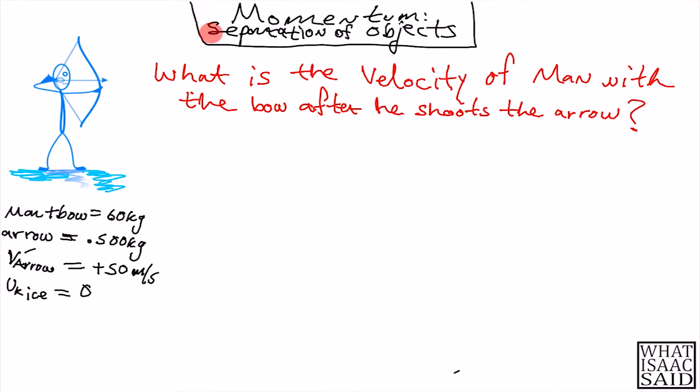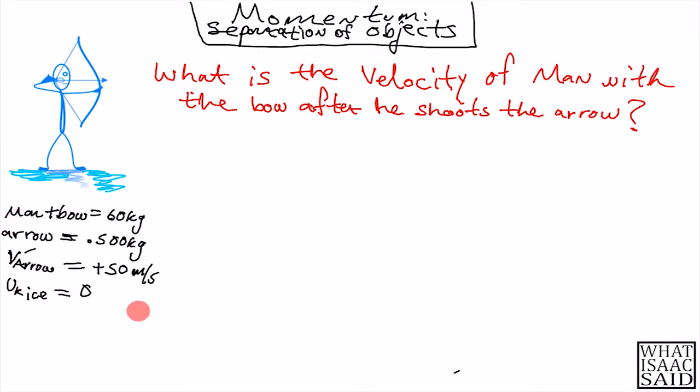Today we have a problem on momentum and the separation of objects. So here I have a stick figure. He's a man and he's standing on ice and he's holding a bow and arrow. So he's aiming and preparing to shoot this arrow in the positive direction.